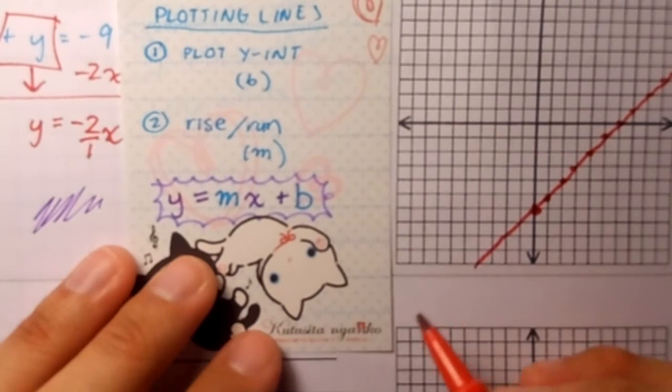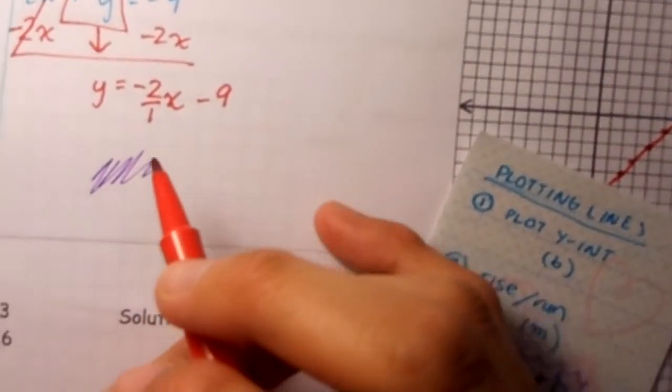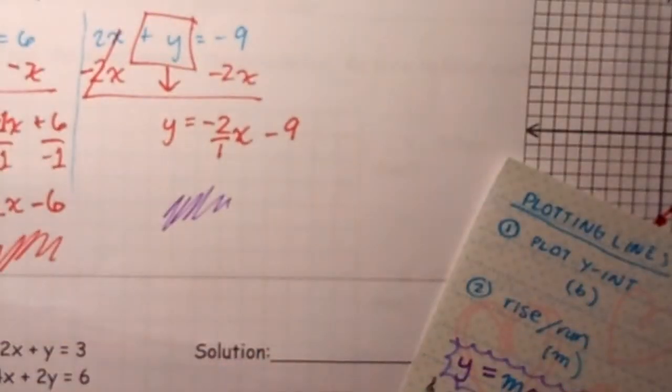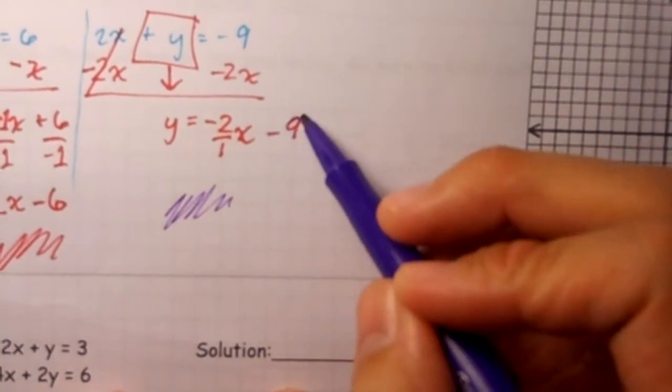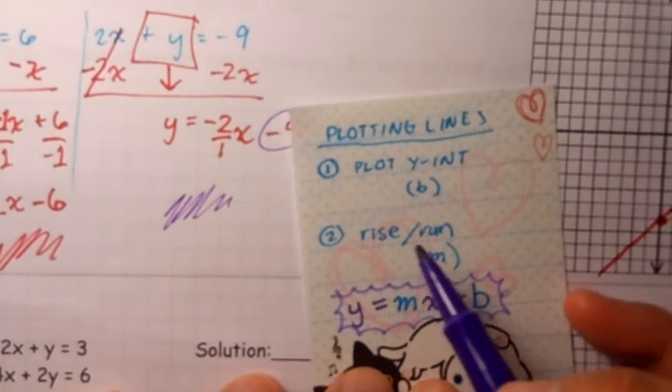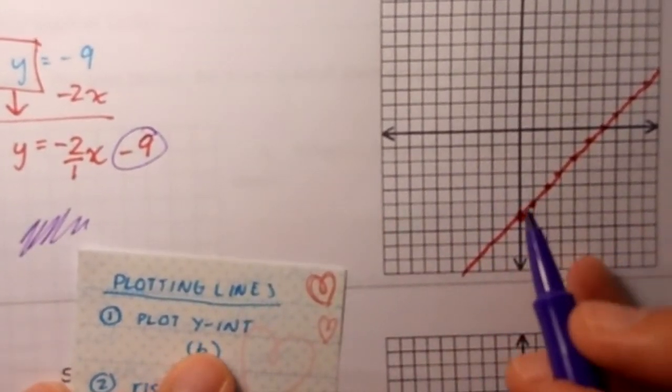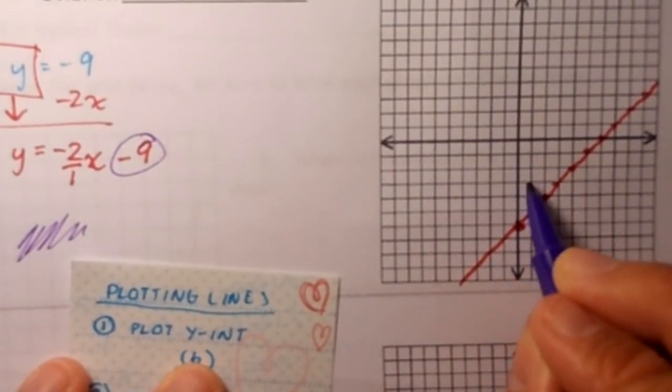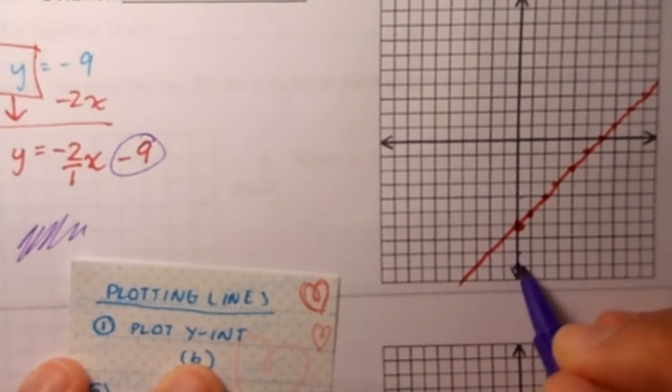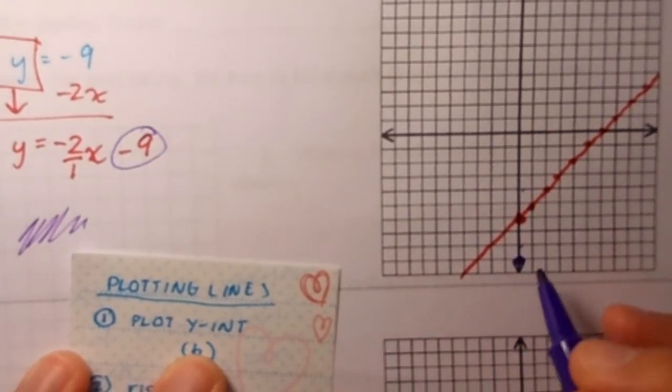And there's my line. Now I've got to plot the second line, this one, which I'm going to do in purple. Now the y-intercept on this one is a -9. So I'm going to plot it at -9: 1, 2, 3, 4, 5, 6, 7, 8, 9. And then I'm going to drop 2 and then run 1.